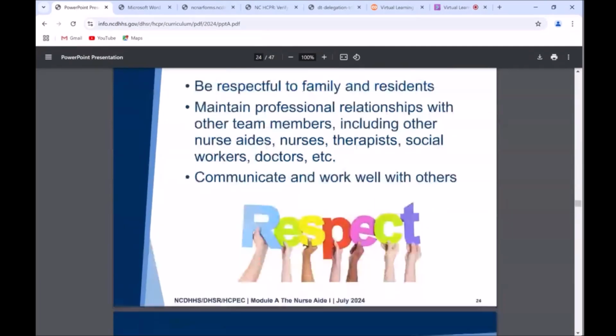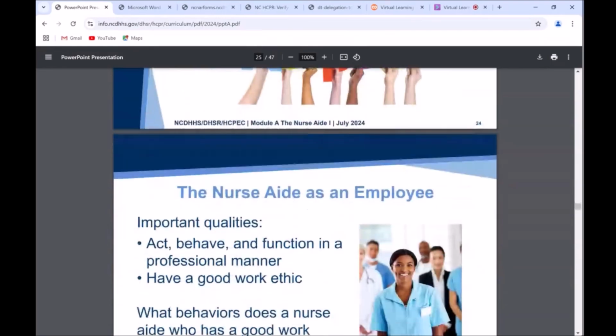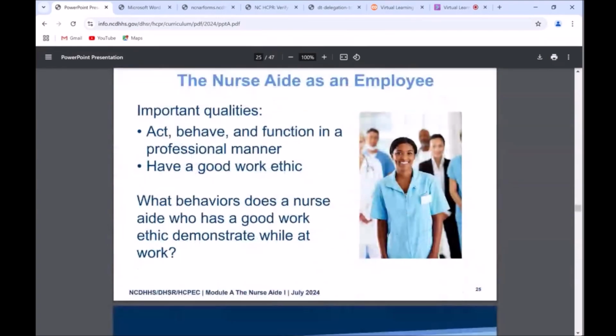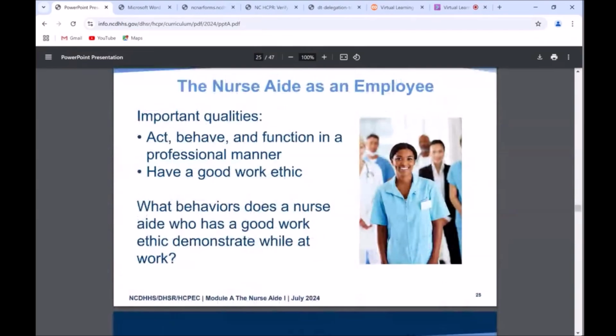All right, let's talk about the important qualities of a nurse aide as an employee. A nurse aide must act, behave, and function in a professional manner while at work. They must demonstrate an excellent work ethic because of the importance of the position. A work ethic is a personal set of values that determines how an employee approaches their work. In other words, a work ethic is the behavior in the workplace. It includes appearance, communication skills, how you treat others, your attitude, and teamwork.